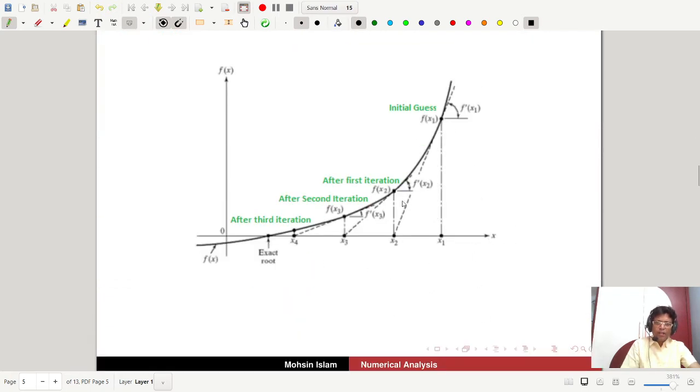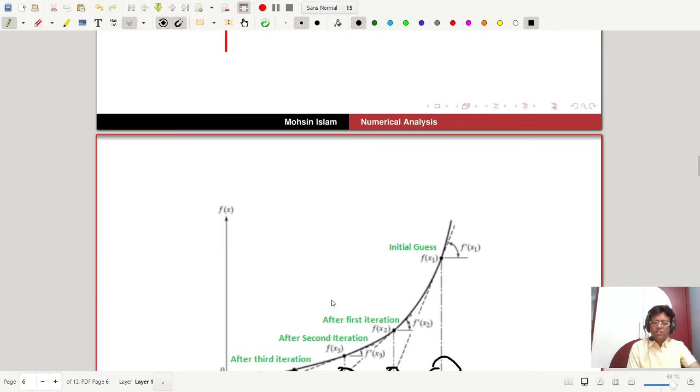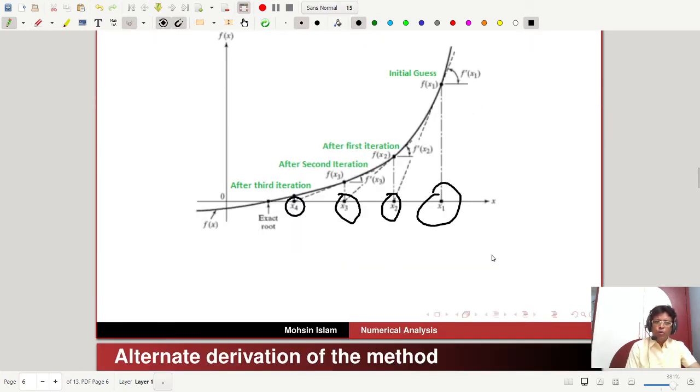Look at another diagram, how the point converges to the exact root. Your exact root is this, and this is how your approximation converges. This is the first approximation x1, the next approximation x2, the next x3, and the next x4. This is how the method converges very fast. But look at that, your initial guess is very, very important. If your initial guess is far away from the root, then it is very difficult to converge to the root. It will diverge in that case.